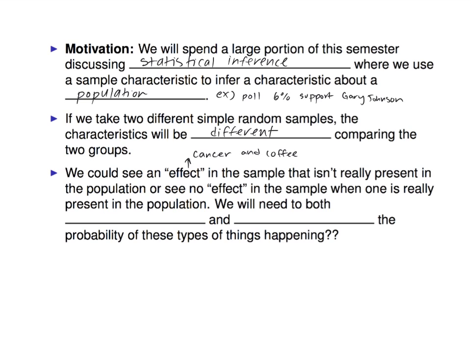Or there might be an effect and you just don't see one because your sample size isn't big enough. So we're going to need to acknowledge and measure the probability of these things happening. And that's what we're going to use some of this probability stuff for.